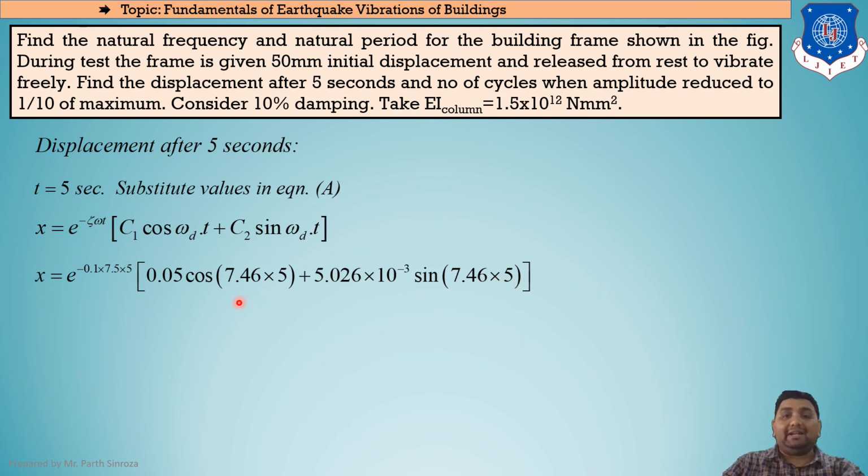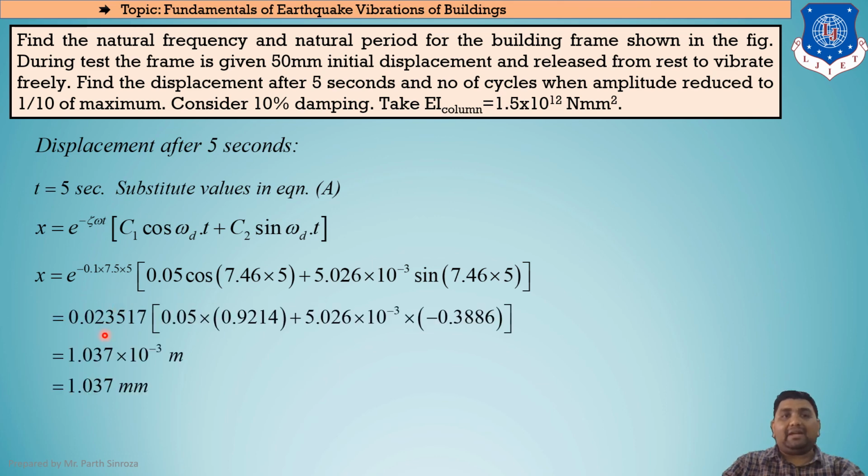Now keep in mind, while solving this equation in your calculators, always use the radian mode of your calculators while solving the cos and sine functions. Clear? If you are not using the radian mode, then your final answer will always be mismatched from what is displayed in either the textbook or the slides here. Clear? So here the value of x comes out to be 1.037 mm. That is, the displacement here comes out to be 1.037 mm. Clear? So the first answer is completed, that is to find the displacement after 5 seconds.